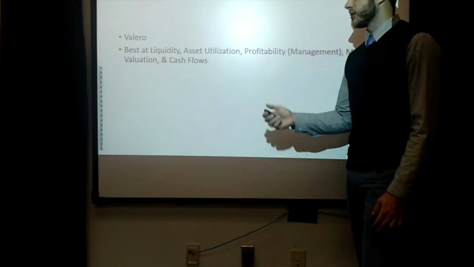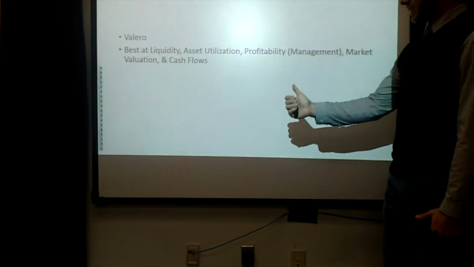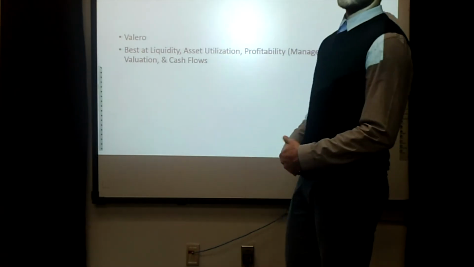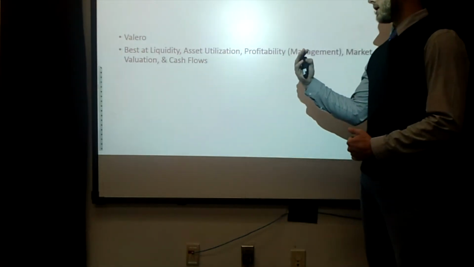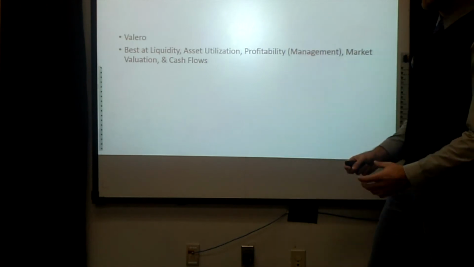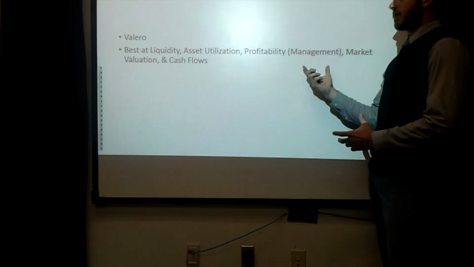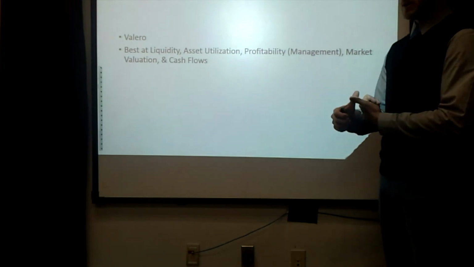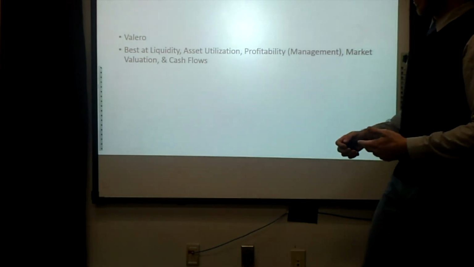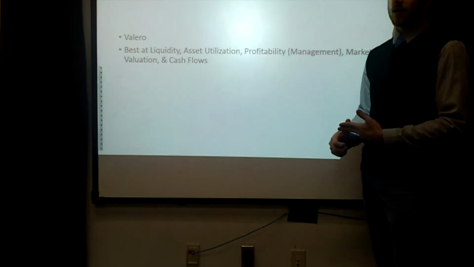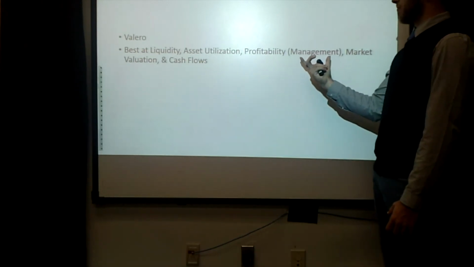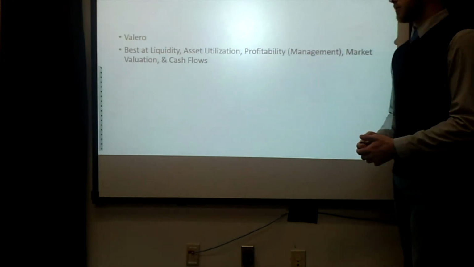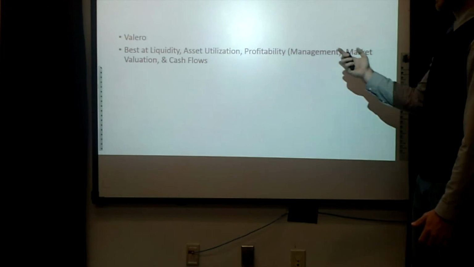As you remember, Valero was the best at liquidity. It was the best at asset utilization. It was in fact the only one at asset utilization that had a total asset turnover ratio of above 1. Its profitability was the best, being its ROE and its management factor. So not just the ROE based on interest or taxes or debt being the magnifier of the gains, but actually based on the factors that management controls, which are the operating margin and the total asset turnover. It also had the best market valuation and cash flow.